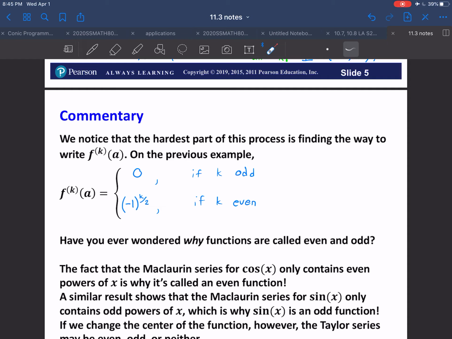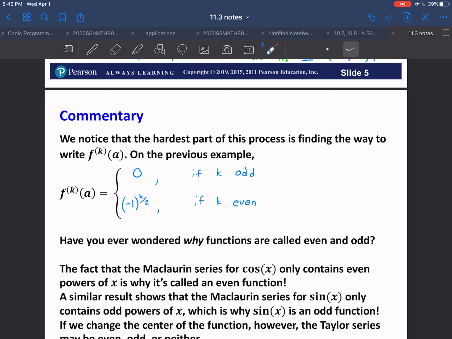So just a side note, have you ever wondered why functions are called even and odd? Remember that an even function has symmetry about the y-axis, and an odd function has symmetry about the origin. I'm pretty sure that sounds right.